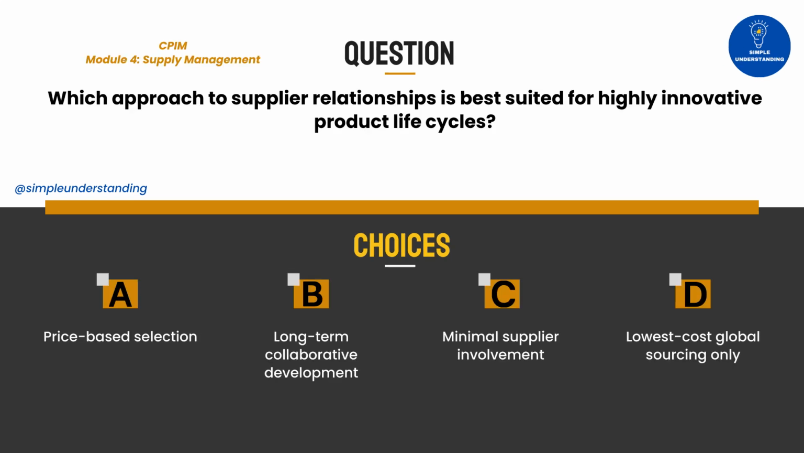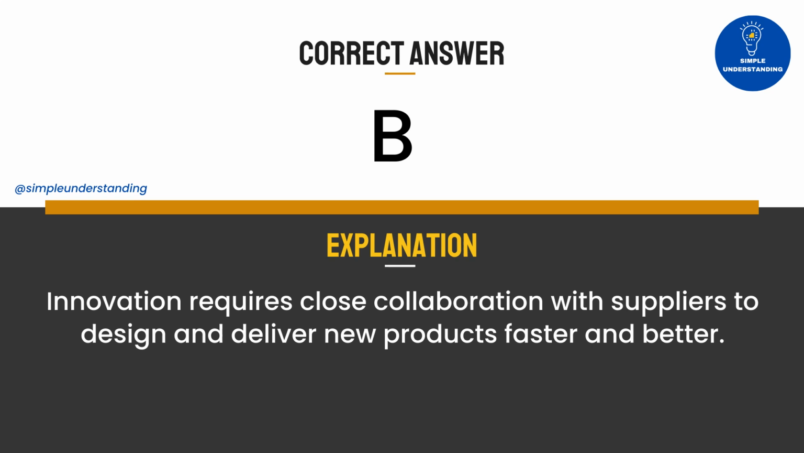Question 17. Which approach to supplier relationships is best suited for highly innovative product life cycles? A. Price-based selection. B. Long-term collaborative development. C. Minimal supplier involvement. D. Lowest cost, global sourcing only. Correct answer: B. Explanation: Innovation requires close collaboration with suppliers to design and deliver new products faster and better.